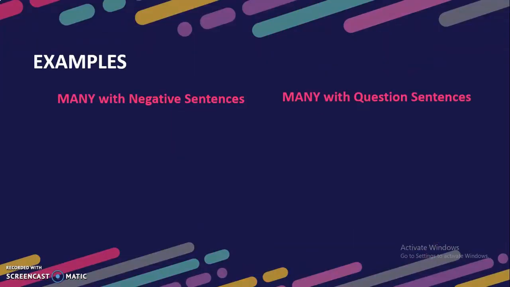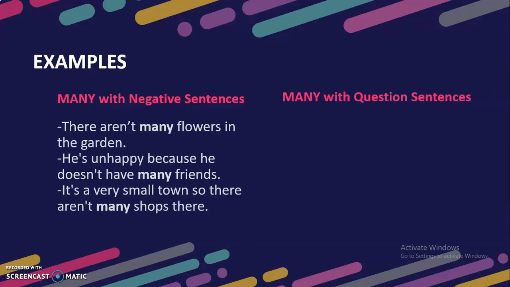Let's see first how we can use it with negative sentences. Let me give you some examples. There aren't many flowers in the garden. He is unhappy because he doesn't have many friends. It's a very small town, so there aren't many shops there.